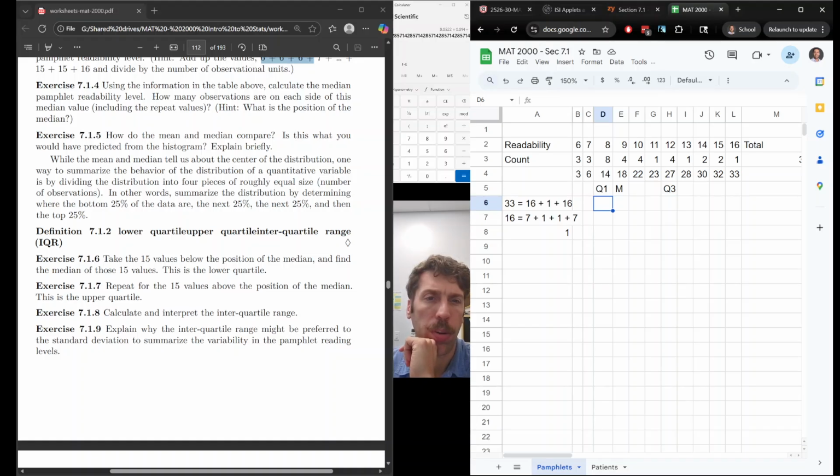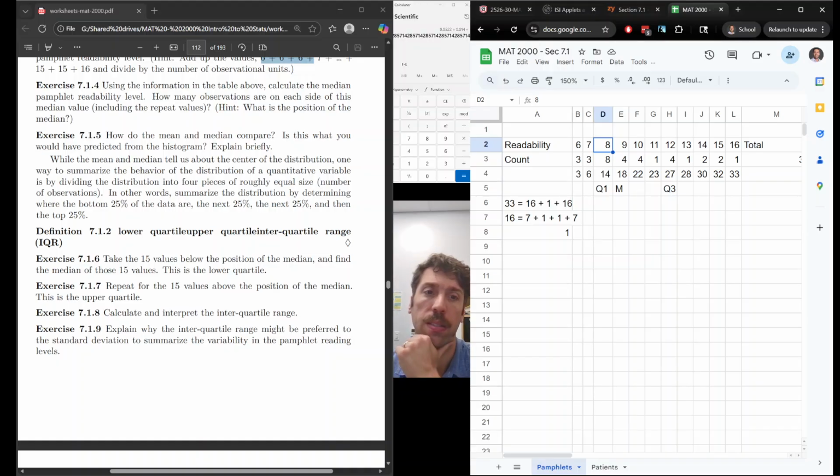So calculate and interpret the interquartile range. So your interquartile range is Q3 minus Q1. So I've got Q3 is 12th grade, Q1 is 8th grade, so 12 minus 8 is 4. My interquartile range is 4.